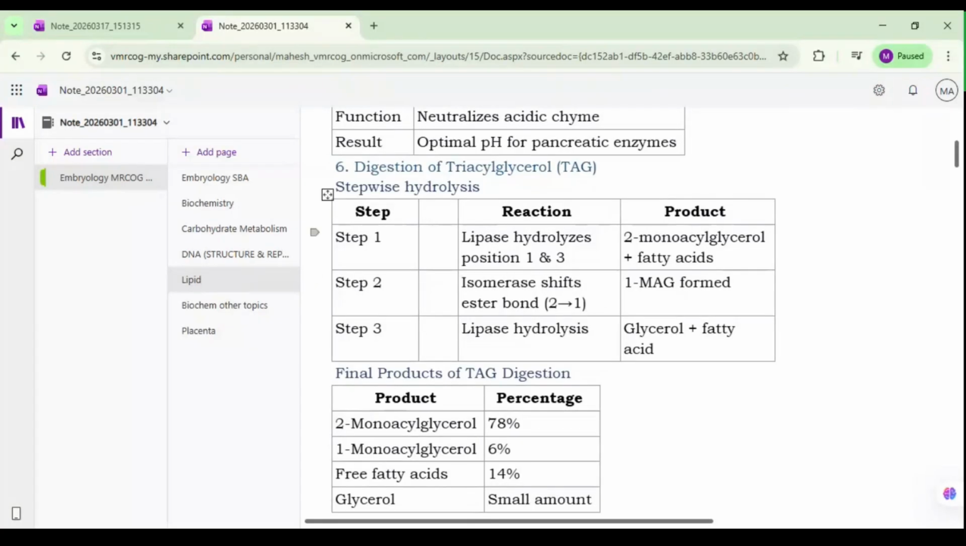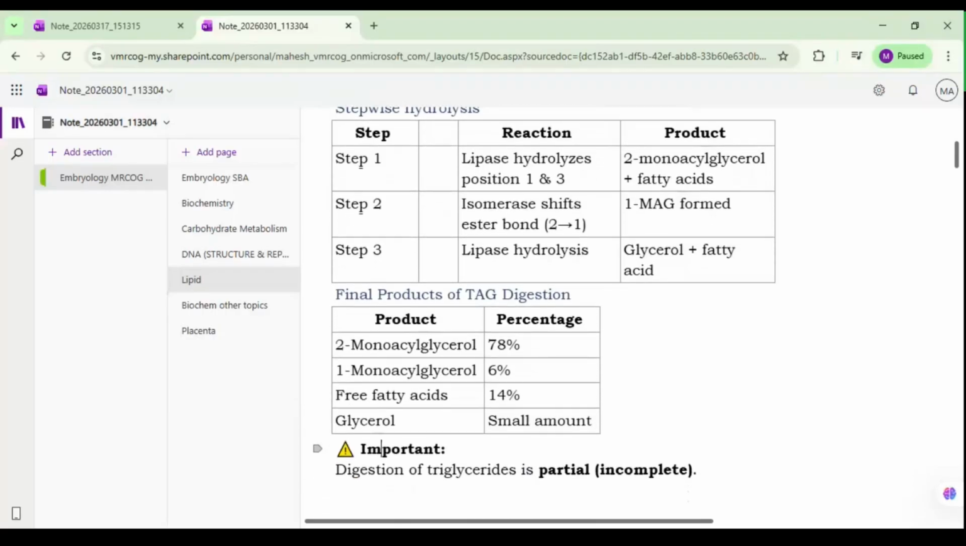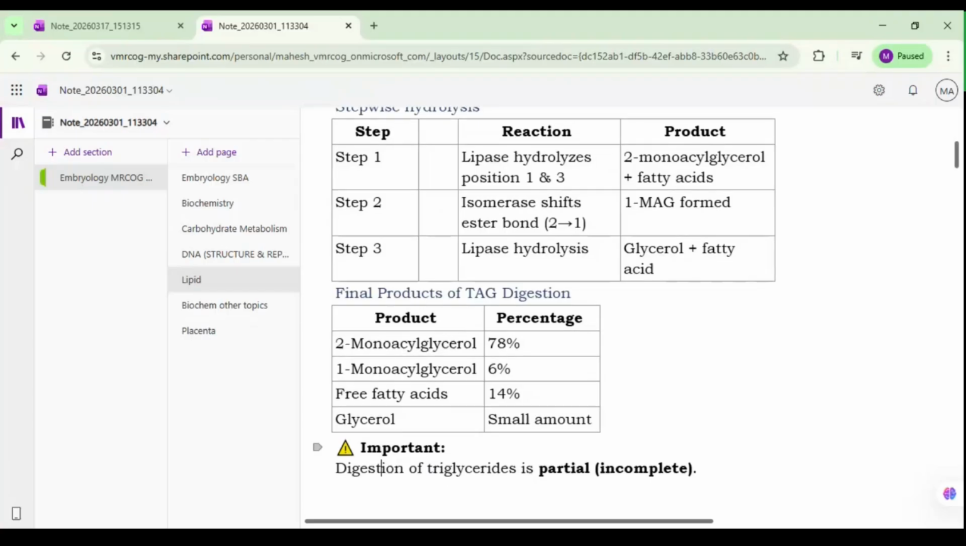So there is a stepwise hydrolysis. The first is hydrolysis at position 1 and 3. Position 2 cannot be accessed, so there is an isomerase action, and that will shift this free fatty acid from position 2 to position 1. Then again position 1 will be acted upon, and you will get 2-MAG. Finally the product will be glycerol plus free fatty acids, and the main product is 2-monoacylglycerol, which is around 78%. So digestion of lipids is still partial.